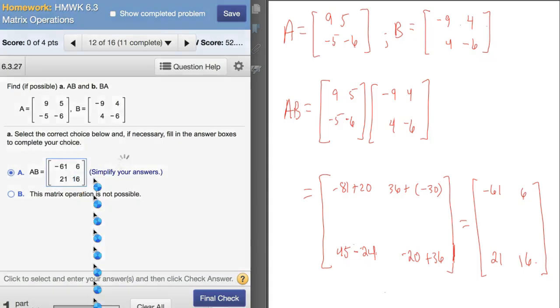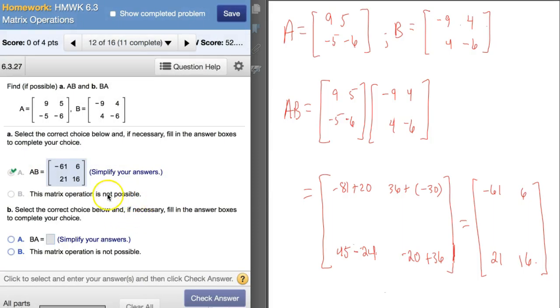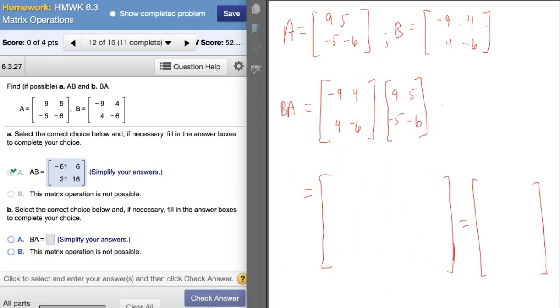All right, so now we need to switch everything and do B times A. So I'll rearrange this and make some more room, and then we'll multiply that together. Now we want to multiply B times A. And again, we're expecting to get a different answer here because we know that multiplication is not commutative. So when we do this, of course, it's row by column.